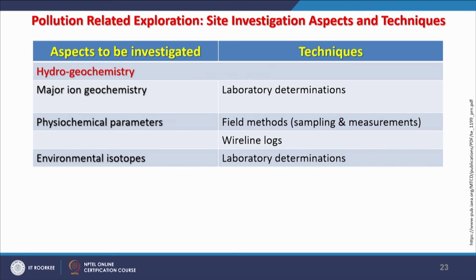Further, in hydrogeochemistry, major ion geochemistry study is required, which can be done through samples collected and investigated in the laboratory. Then physico-chemical parameters, again field methods and other things, and environmental isotopes can be used.